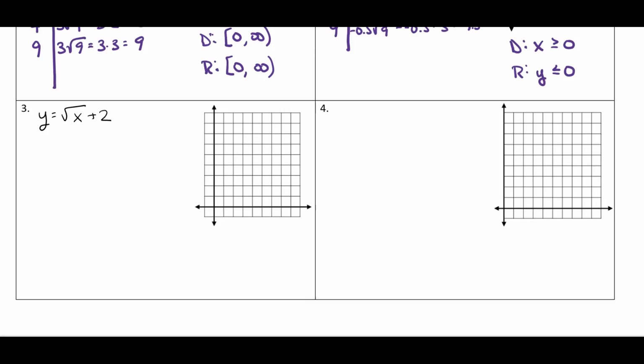So what I want you to do is I want you to pause the video. I want you to create a table of this, write down your table, and graph this and put your domain and range using any of the 3 notations we just used. When you're ready, turn the video back on.